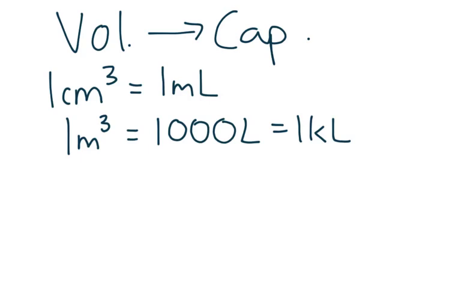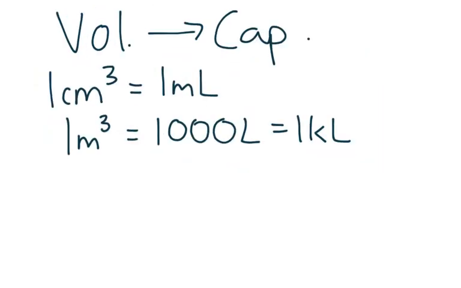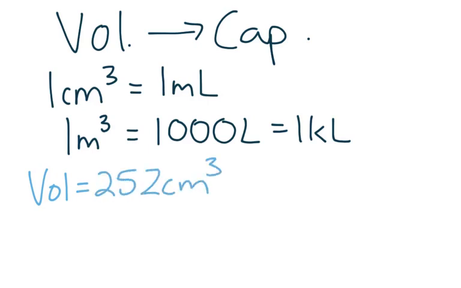So I'll just quickly do an example using one of the ones that I did previously. So if we have a look at this trapezium prism, the volume was 252 centimetres cubed. So I'll just go back to our capacity. So we had volume is 252 centimetres cubed. If we're trying to find the capacity of this, say in millilitres, that's an easy one because 1 centimetre cubed is 1 millilitre. So that means it's 252 millilitres.